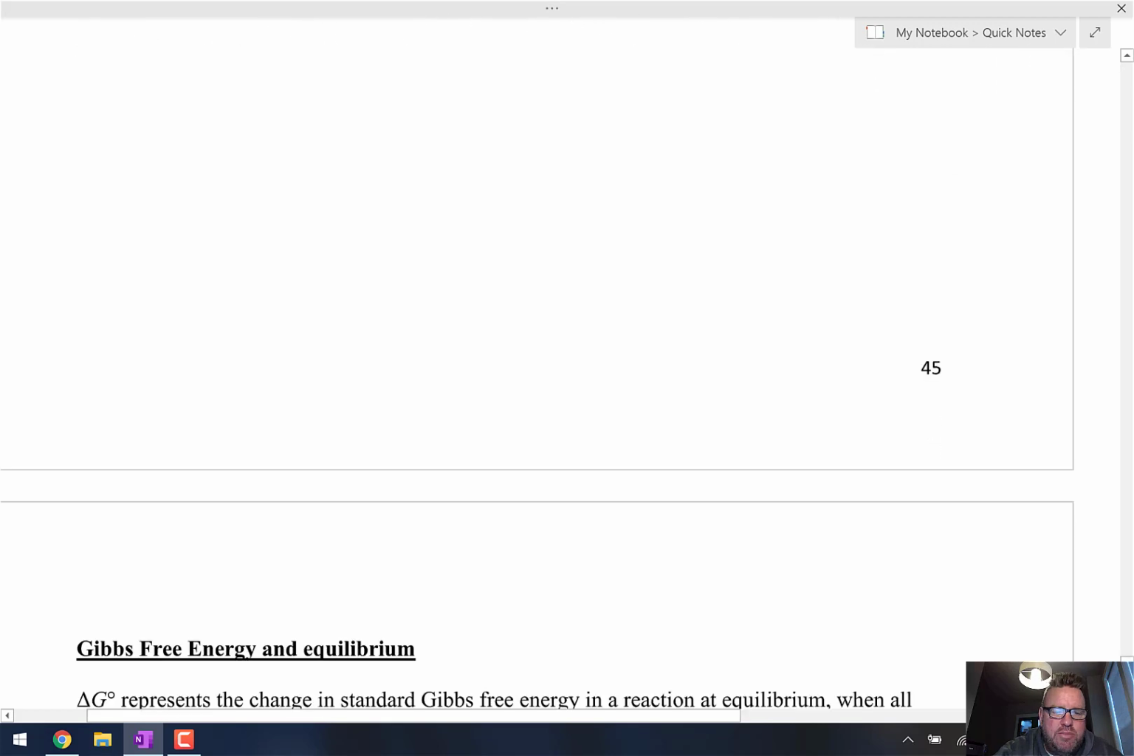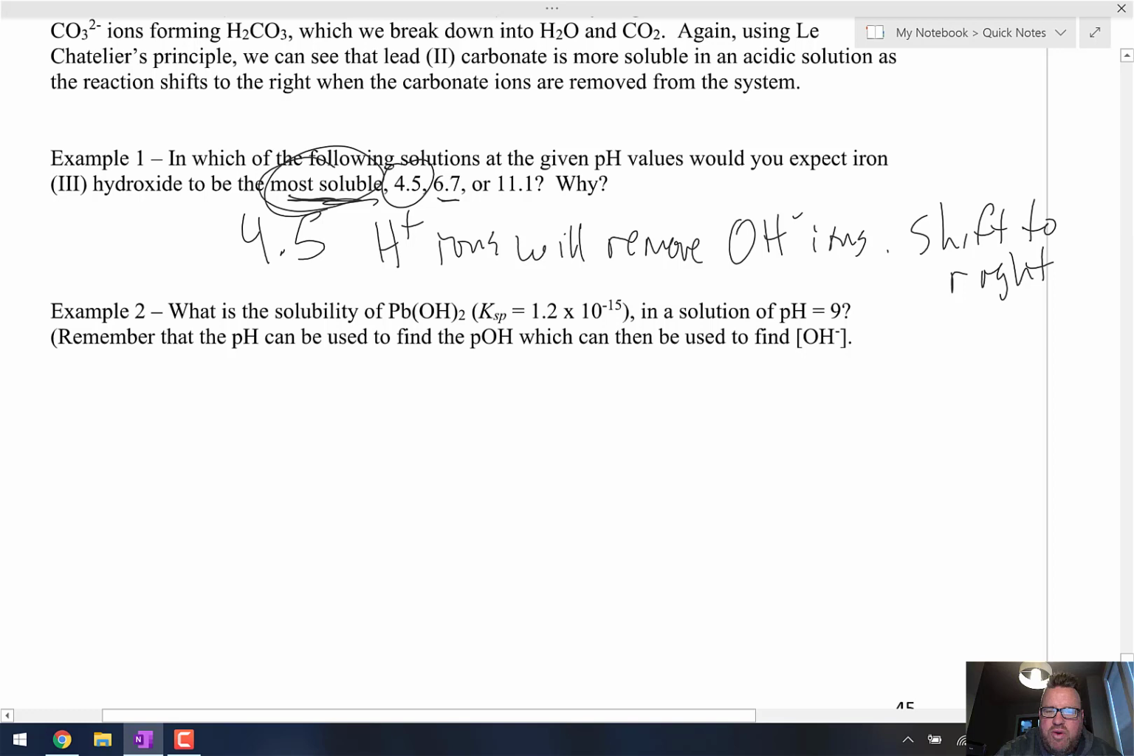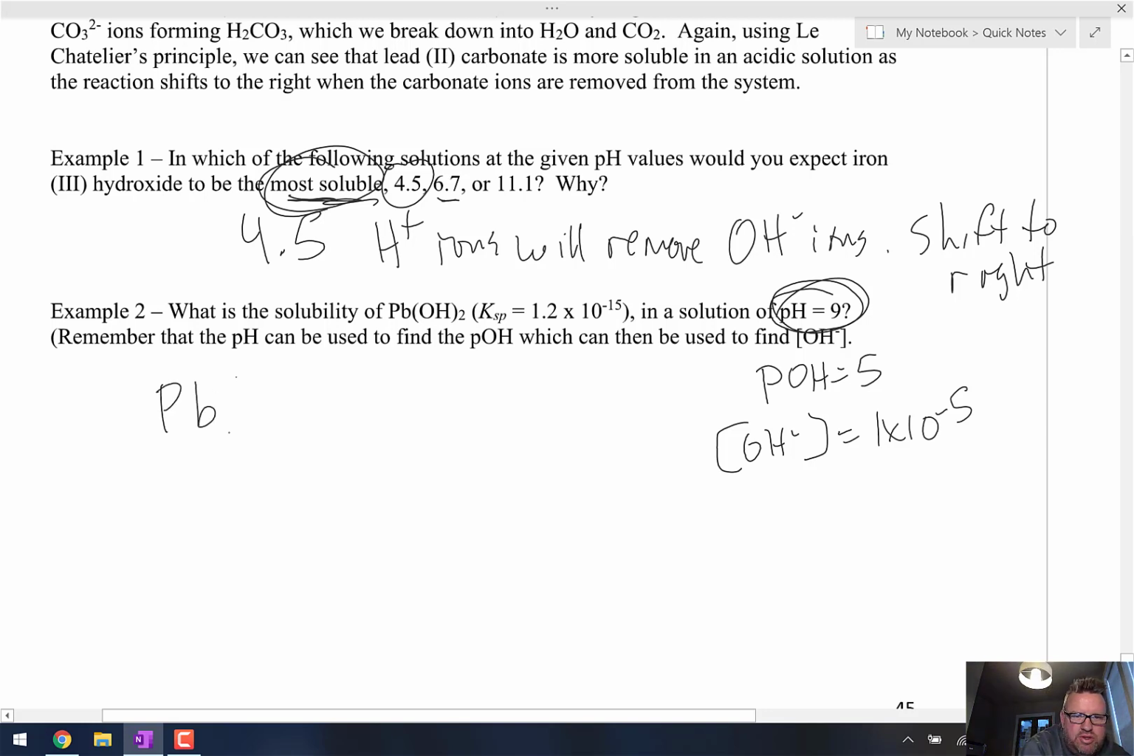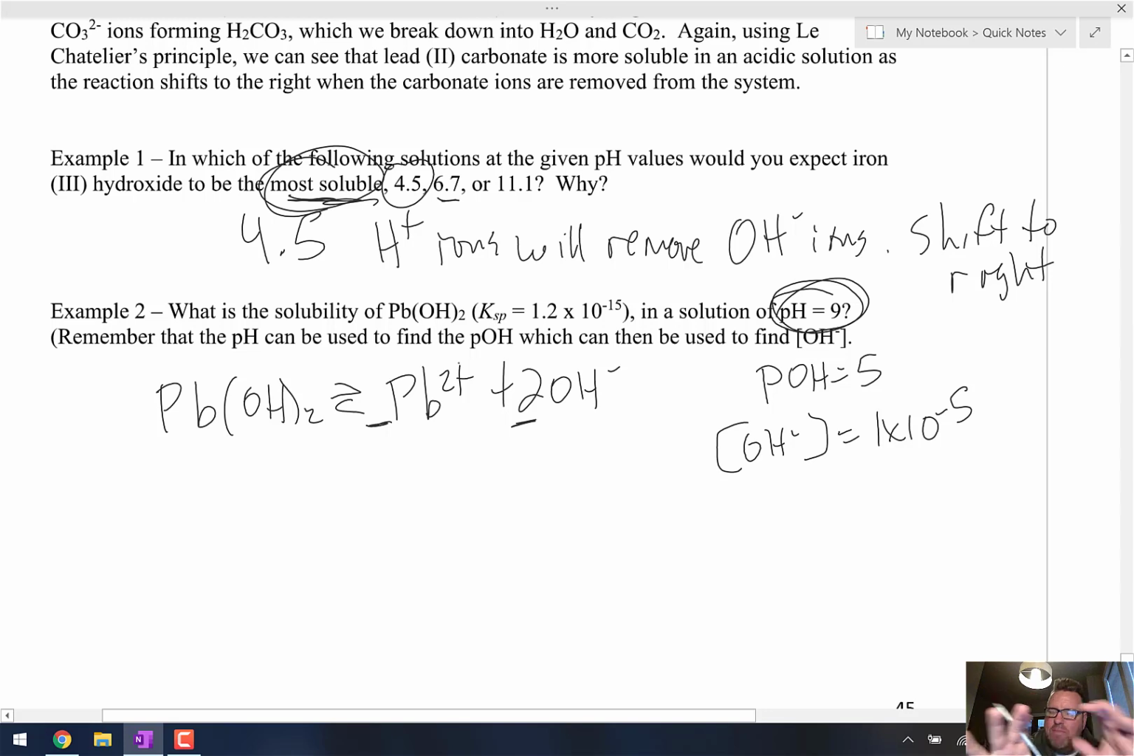Okay, and our final example here, example 2, says what is the solubility of Pb(OH)2 in a solution with a pH of 9? The only reason they're telling you that is to figure something out. If you know the pH is 9, then the pOH is 5. And if the pOH is 5, then the hydroxide ion concentration is equal to 1 times 10 to the minus 5th. So think about our solution here. Pb(OH)2 is in equilibrium with Pb2+ and 2 OH-. If the hydroxide ion concentration is 1 times 10 to the minus 5th, and for every 1 lead you get 2 hydroxides, that means that the lead concentration has to be half that amount.